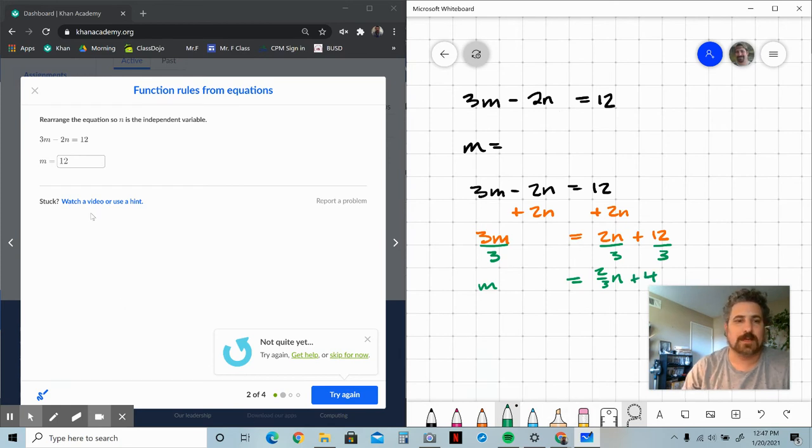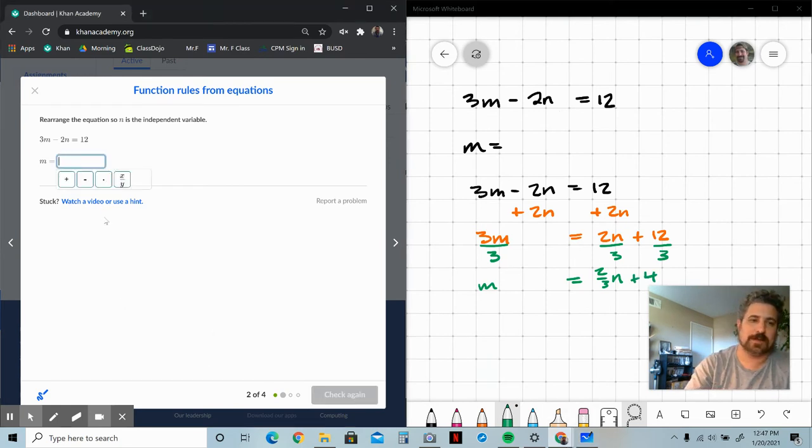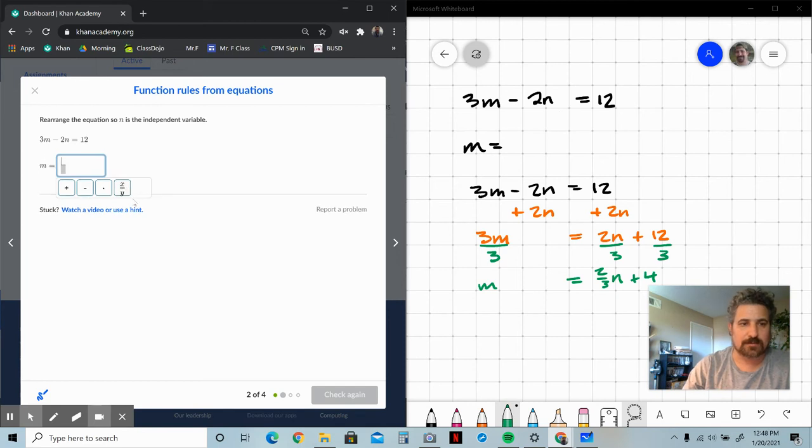Okay? And so that's what you write here. So it's not 12, like I originally thought, because I thought that was both m terms. It's going to be 2/3, or 2/3. So I would do x over y, 2 on top, 3 on bottom, times the value of n, okay, and then plus 4. And that's going to be correct.